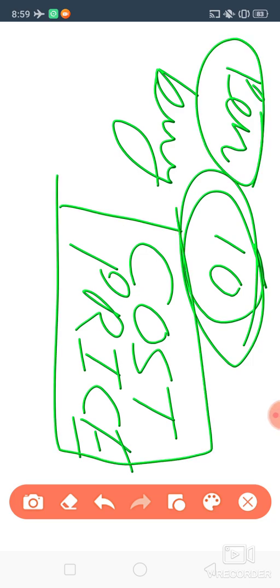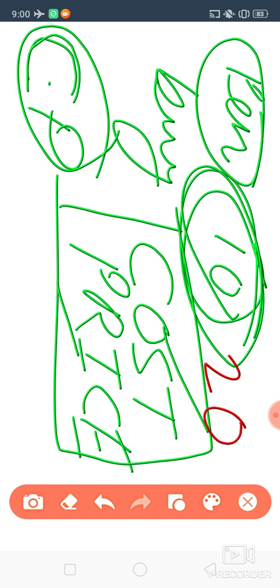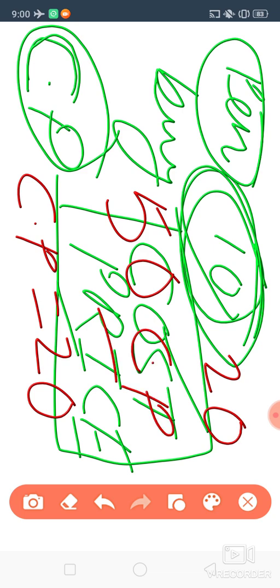In short form, cost price we call CP. CP means cost price. Whatever you buy, suppose for 10 rupees, then the cost price is 10 rupees. Suppose you buy something for 20 rupees, then the cost price will be equal to 20. If you buy something for 50 rupees, then the cost price will be 50 rupees.